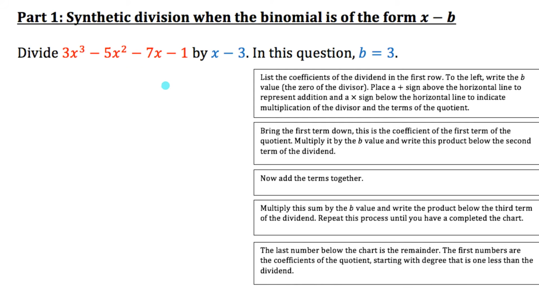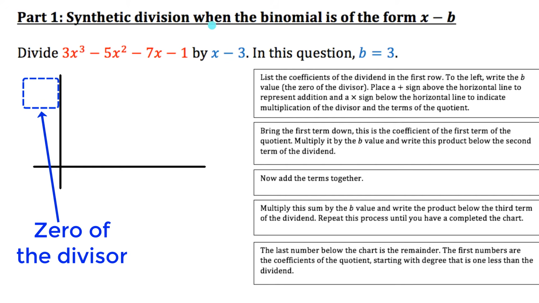So we want to divide 3x cubed minus 5x squared minus 7x minus 1 by x minus 3. You know how to do that using long division, but how can we do a shortcut called synthetic division? Well, you need to start by setting yourself up a table. And in the table, you're going to put in this spot right here the 0 of the divisor. So what makes x minus 3 be 0 would be the number 3. So that goes there. That's the 0 of the divisor.